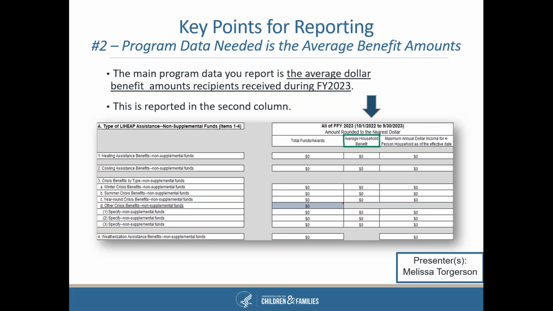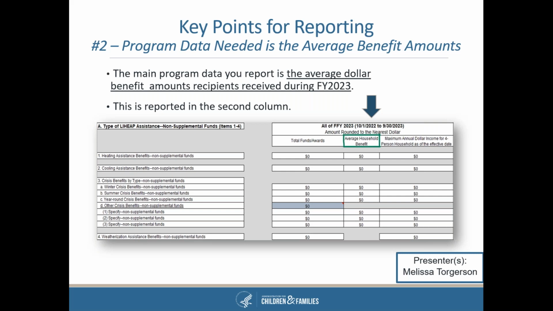The second column that we're going to look at is the average household benefit. And this is the average dollar benefit amounts recipients received during FY 2023. Now, I want to point out something that we talk about when we do site visits or answer questions over the phone. The way that this report is designed makes it look like the numbers across the row, for example, heating assistance, the total funds and awards in the first column, the average household benefit in the second column, should somehow be synced. But we're talking about two different sources of information.